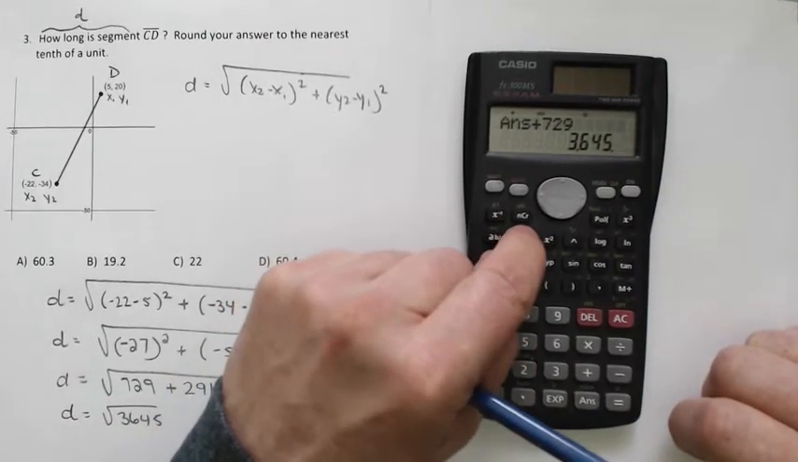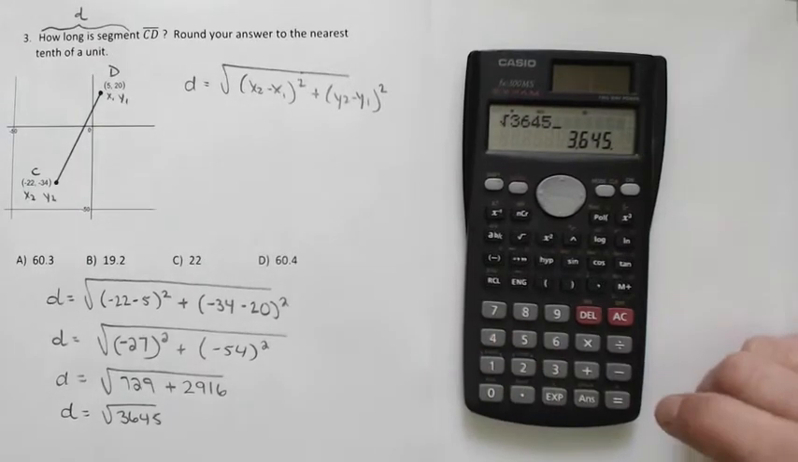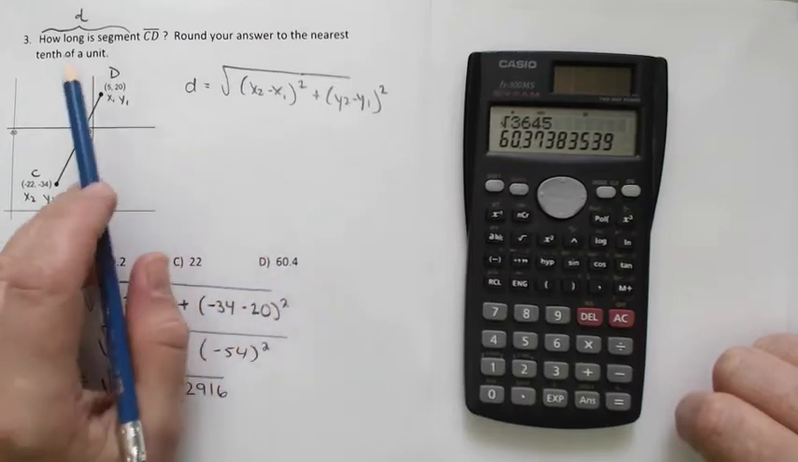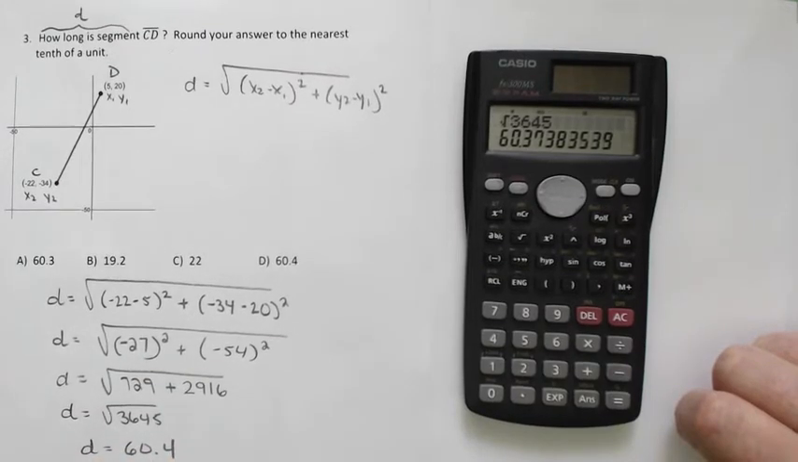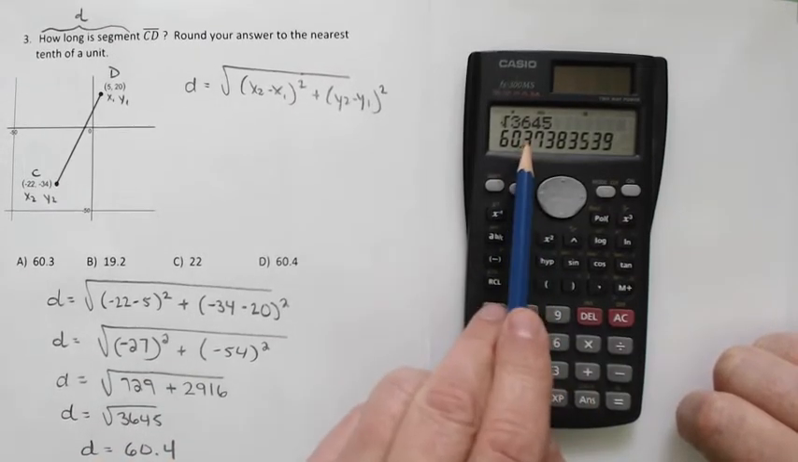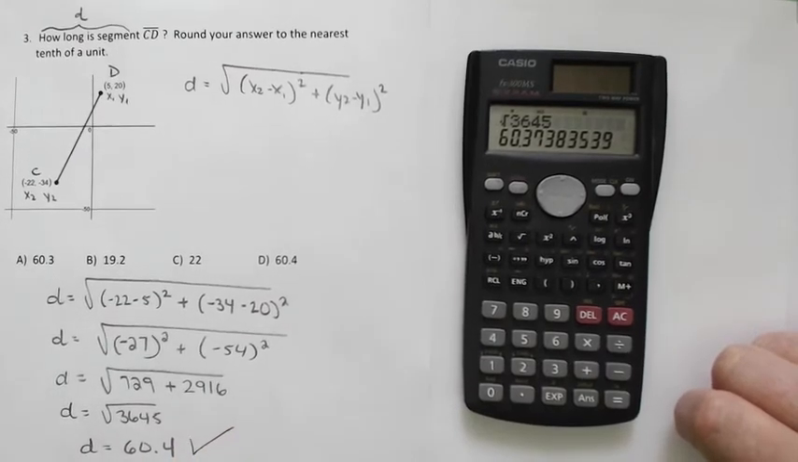3645 is what I want to do next. Square root of 3645. 60.37. We're rounding to the nearest tenth of a unit. So I want 60.4 because that 3 has a 7, right? 5 or more I round up. There's my distance. 60.4 units.